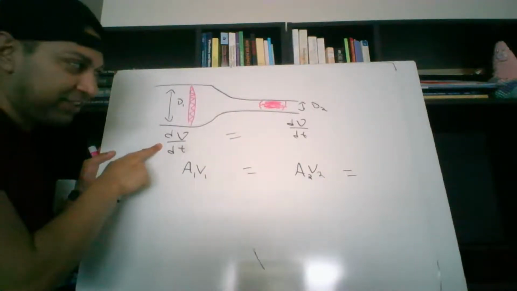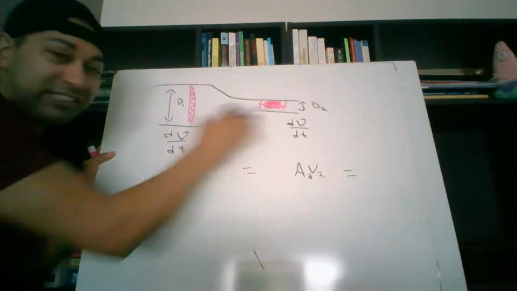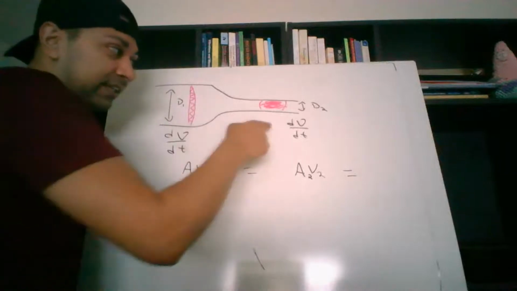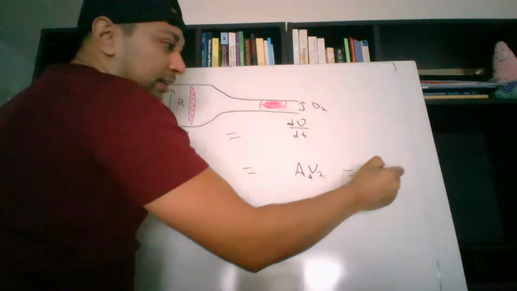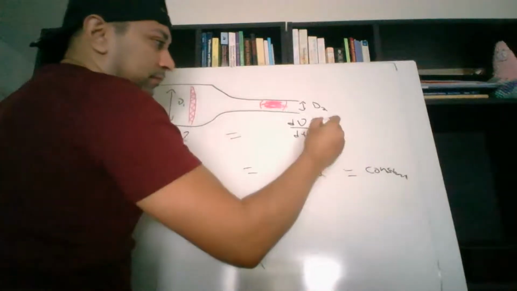And dV/dt here is exactly the same here, which is exactly the same there. So if dV/dt is the same throughout any portion of this, we can say that dV/dt has to equal a constant.